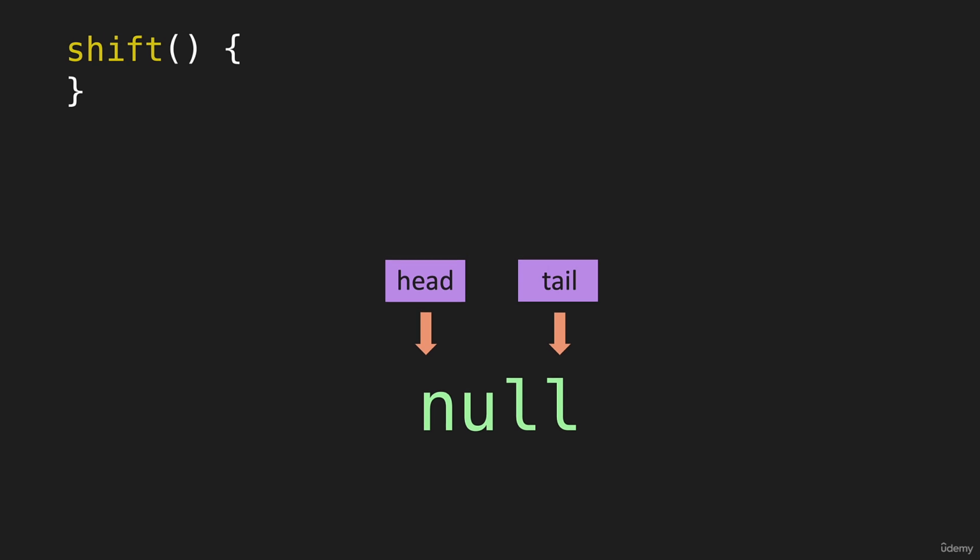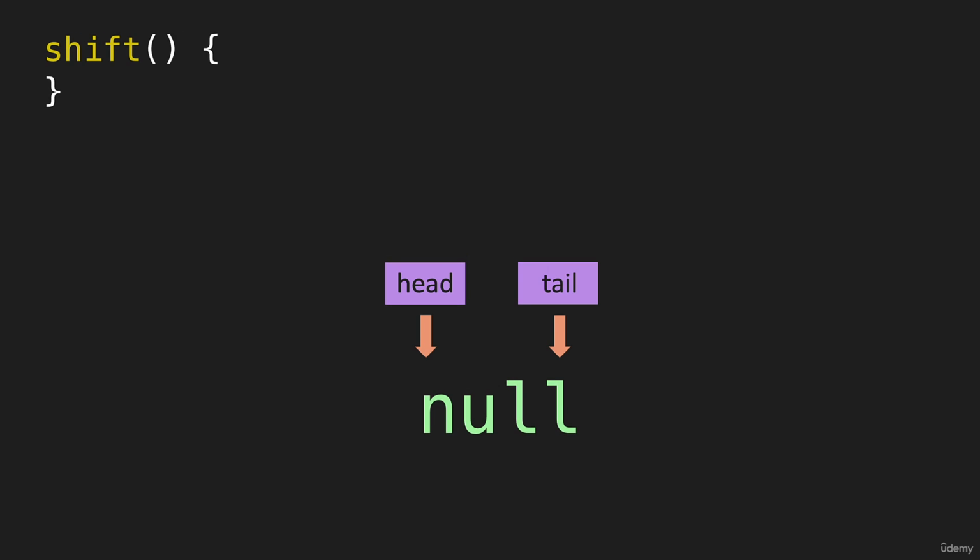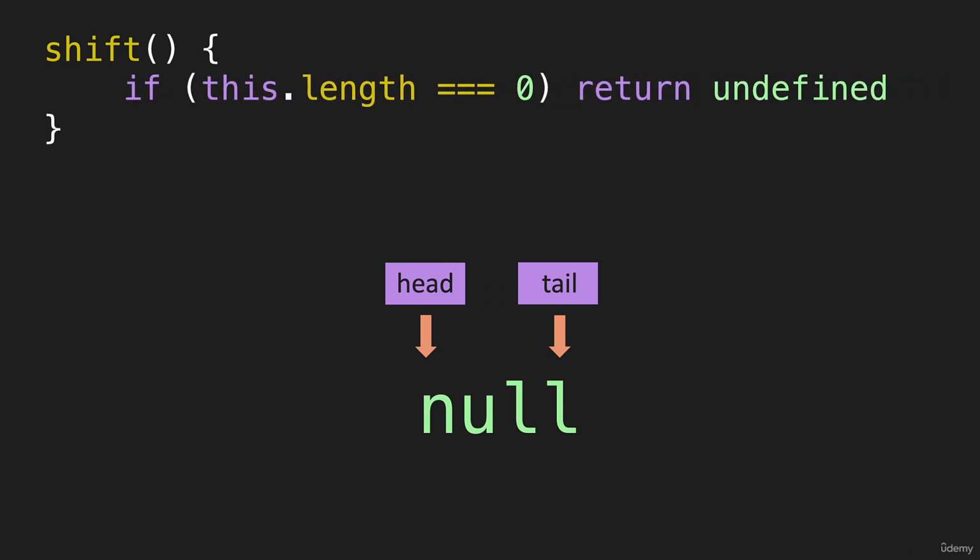So now I'm going to start with the code. As usual, when we're going to remove an item, we're going to start with the case of when we don't have any items in that list. So if this.length equals 0, we're going to return undefined.